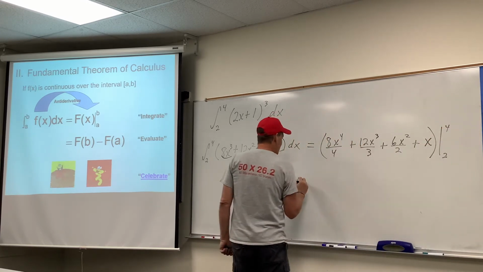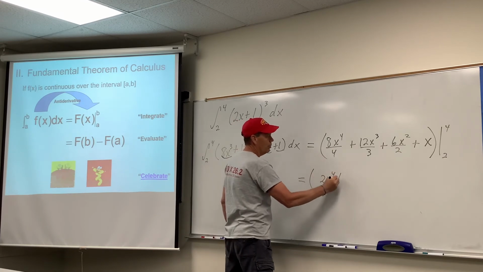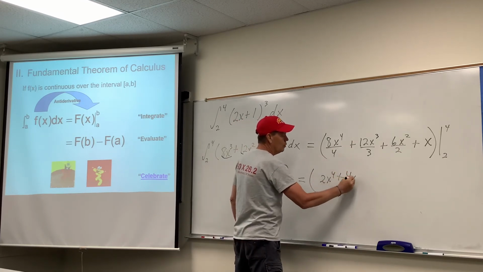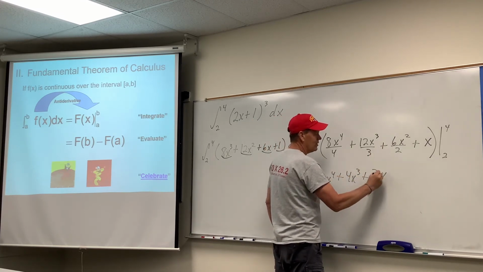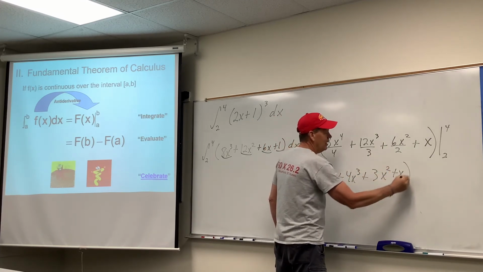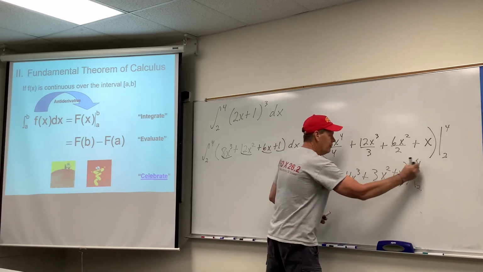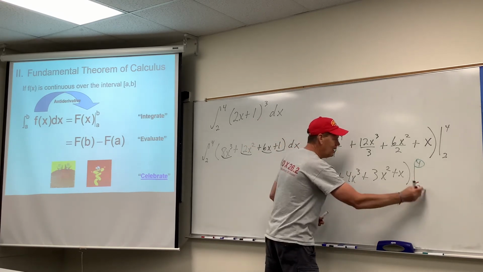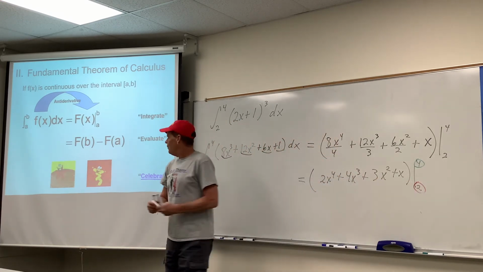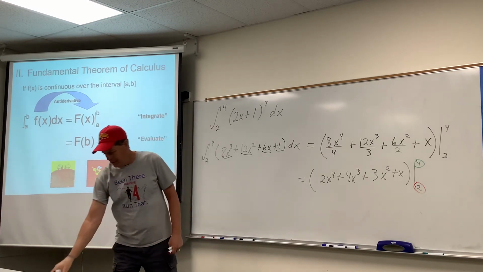I would again recommend we clean them up first. Let's call that 2x to the 4th plus 4x cubed. It's just simple arithmetic. 3x squared plus x. That's going to be evaluated from 2 to 4. And here you go. You stick the 4 in there, crunch it. Stick the 2 in there, crunch it. Subtract them.